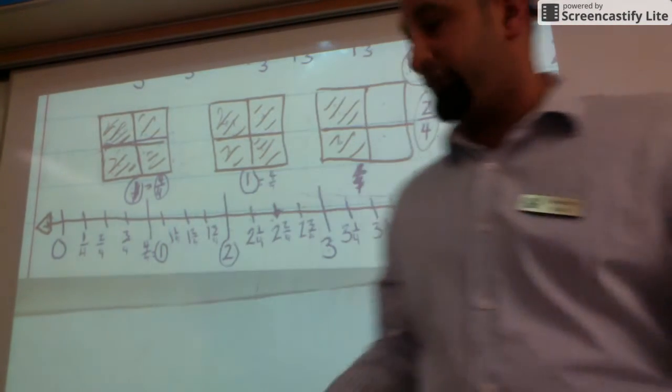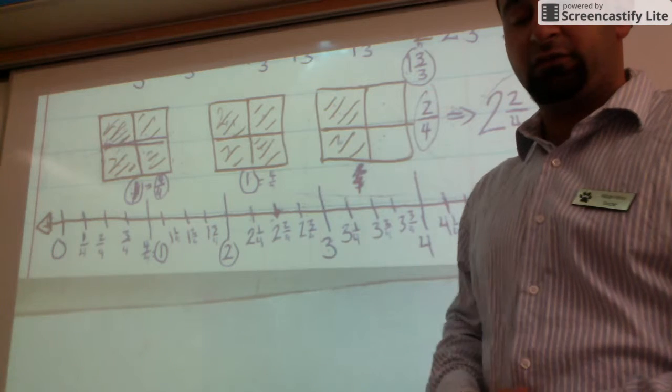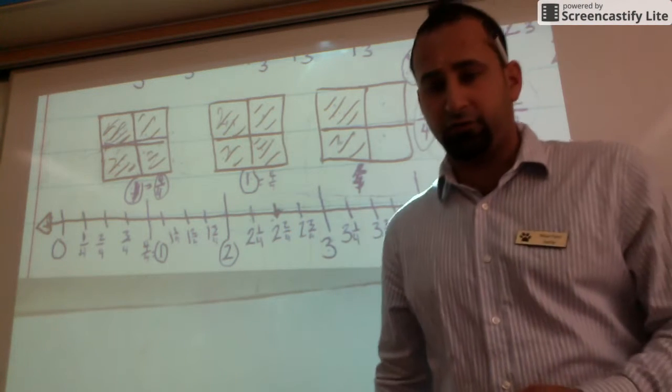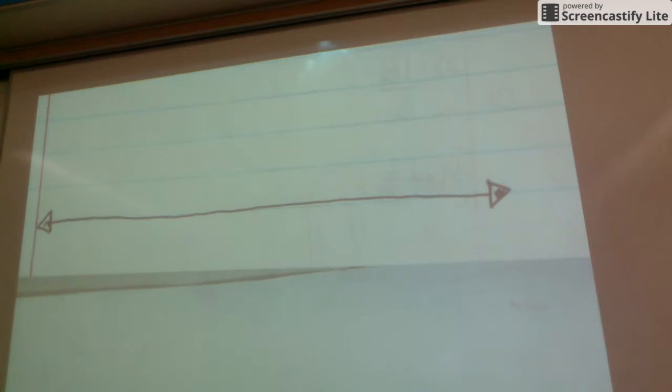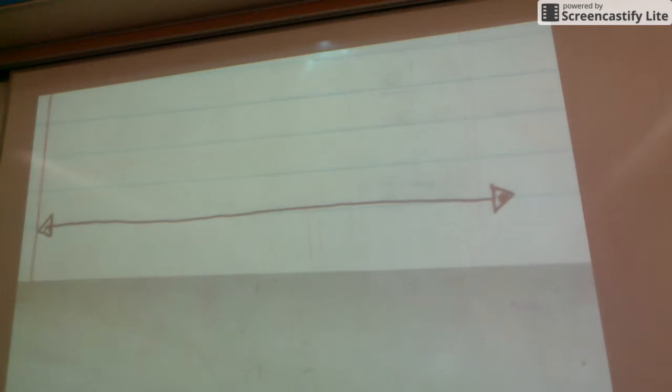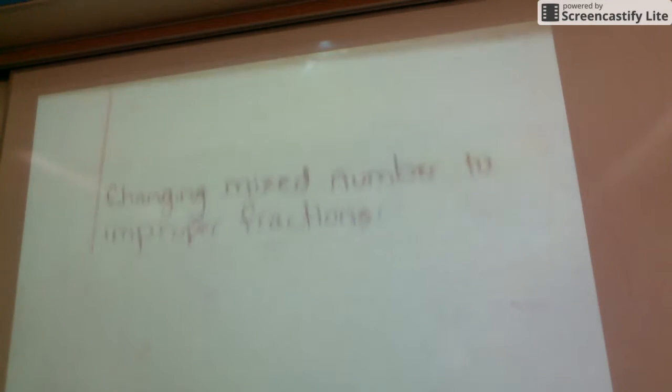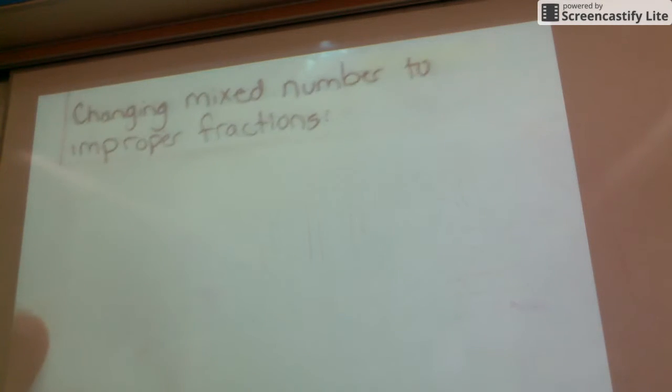All right, so we just finished up these mixed numbers. Okay, so we're going to continue on with this next part of the notes. There are two different things that we need to pay attention to when we're looking at mixed numbers.